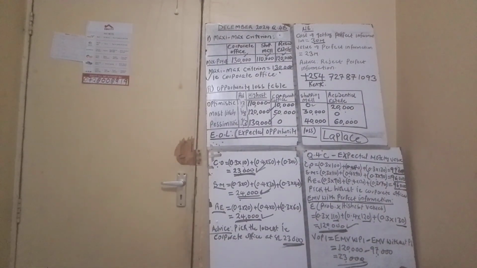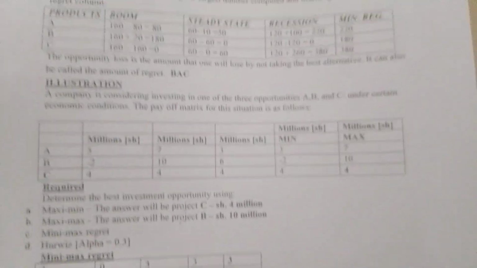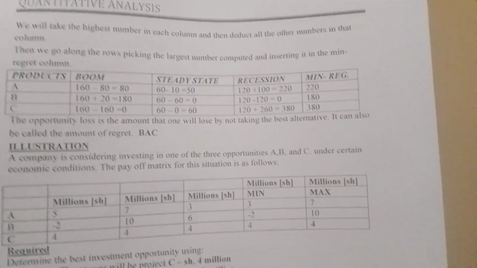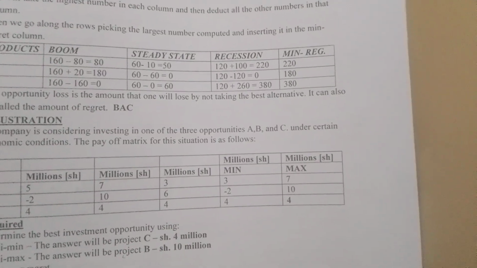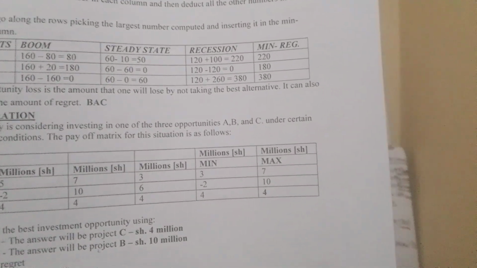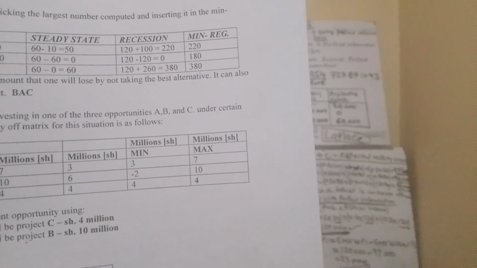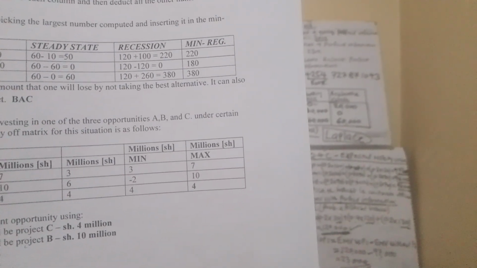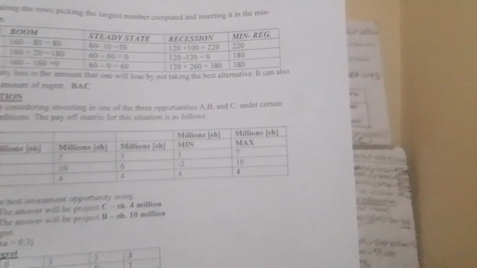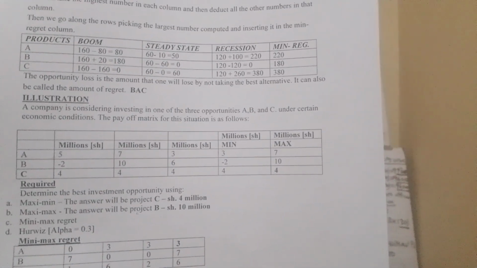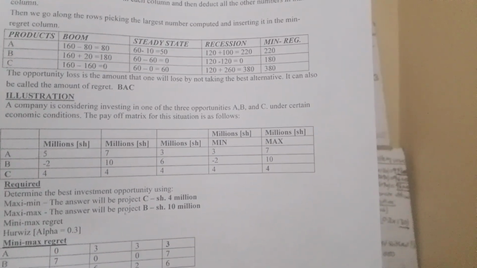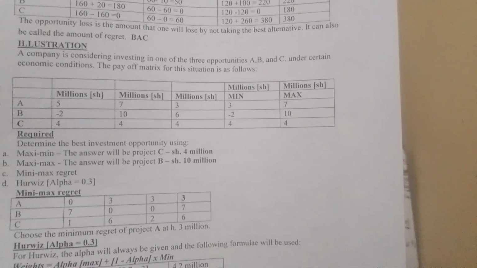So the kind of table that you get will look something like that. You can see what you get: 80, 180, 0, 50, 0, 60, 220, 0, 380. Then you have the last column, minimum regret. You pick the highest number in each row.